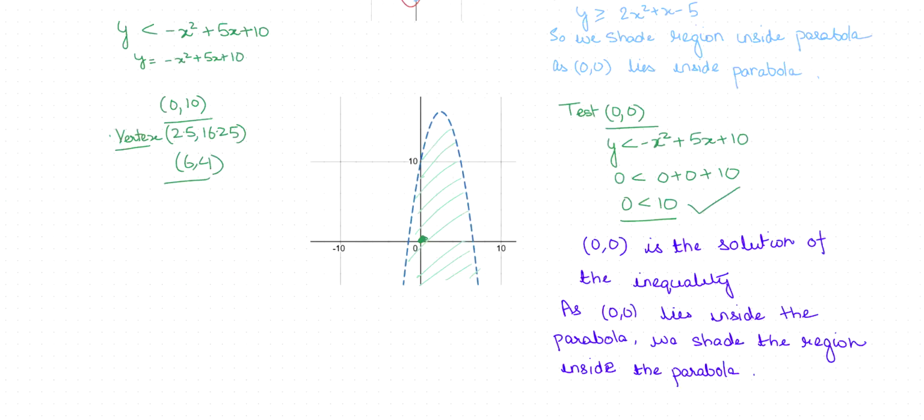So we have shaded the green part here. That is the solution of the inequality because we tested for (0, 0) and that was a solution of the inequality.